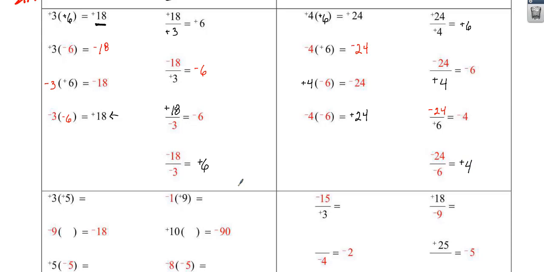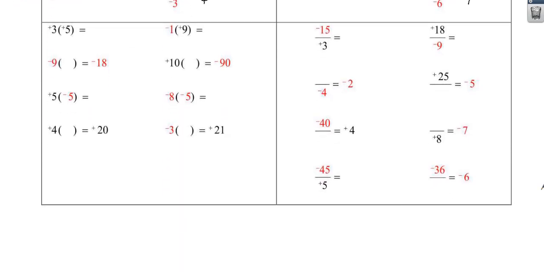So there you go. You should be seeing the pattern pretty well now, which means you should do really well on these problems. Why don't you go ahead, do all 8 of these multiplication problems and all 8 of these division problems, then turn the video back on and we will go through and check your work.